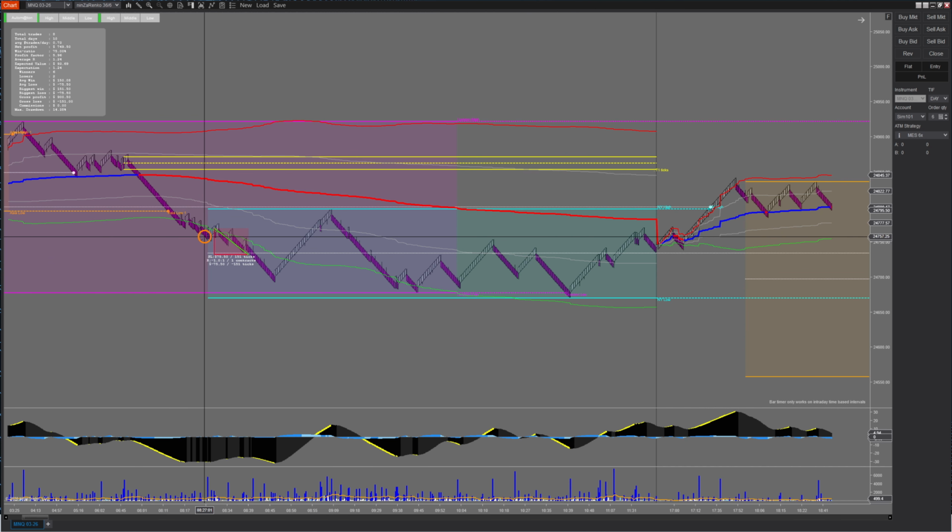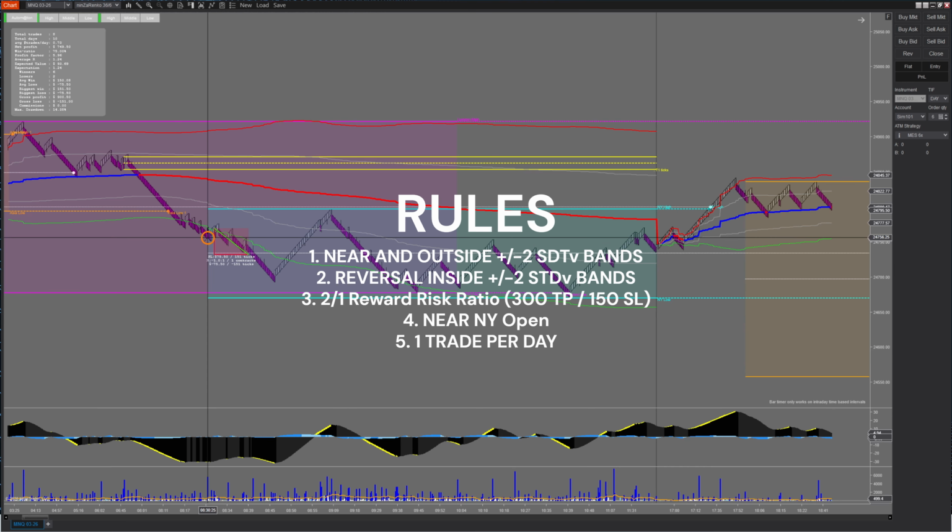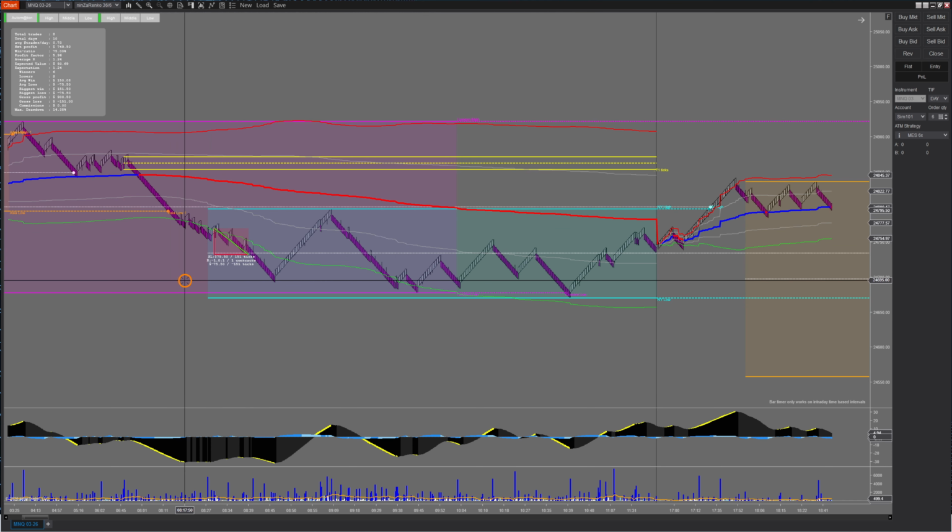Here we go, starting off. Basically the rules are if you're already close to the VWAP and you see the up bar, and this is the second standard deviation, you go ahead and take it. Now I waited till we were inside the New York Open to take this and got stopped out. That was just one. And this is a 2-to-1 reward risk ratio, so I'm risking 150 ticks to make 300 ticks.